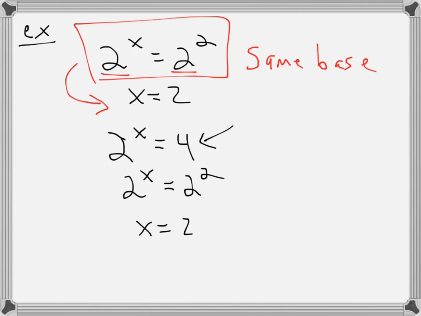Okay, so what if it was something like 9 to the x power equals 27? Okay, so we want to look at this now. This is a little bit more complicated. But we look at these two numbers, 9 and 27, and go, okay, can I write them as the same base? Well, yeah, 9 times 3 is 27, but isn't 3 squared 9, and isn't 3 cubed 27? Yeah, so check it.